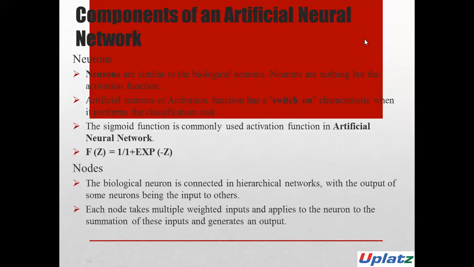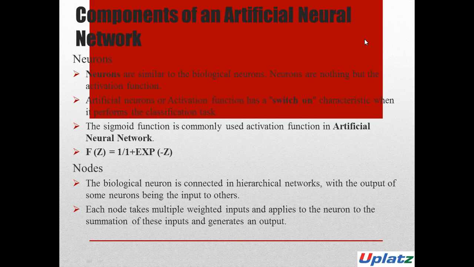In the previous lecture, we have seen the different types of artificial neural network. So let's continue with the components of an artificial neural network. In this lecture, we will see the main components of an artificial neural network. You can see the first one is the neurons.